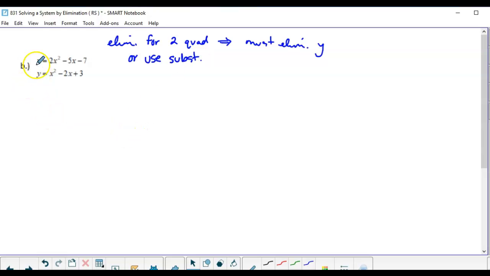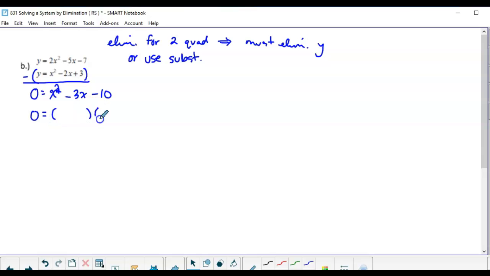But in this case, they're all lined up, and so I'm going to eliminate y here. All I have to do is subtract the equations. So y minus y is 0. 2x squared minus x squared is x squared. Negative 5x minus negative 2x is negative 3x. Negative 7 minus 3 is negative 10. Okay, and then you need to solve that.